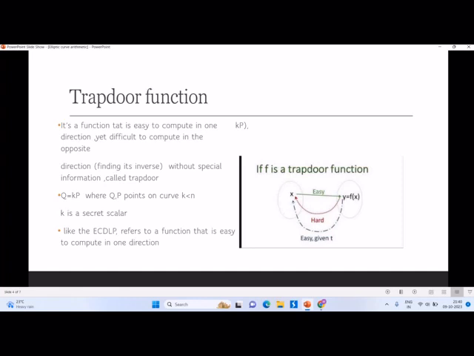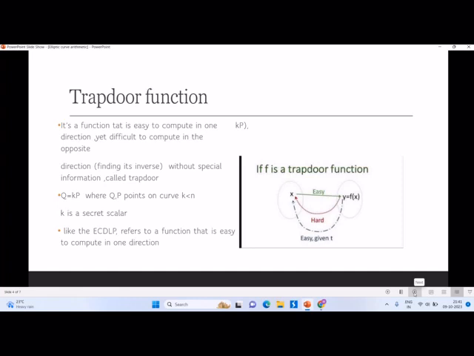Q equals kP, where Q and P are points on the curve, and the k value should always be less than n. K is the secret scalar. For example, ECDLP refers to the function that is easy to compute in one direction. This is all about the trapdoor function.